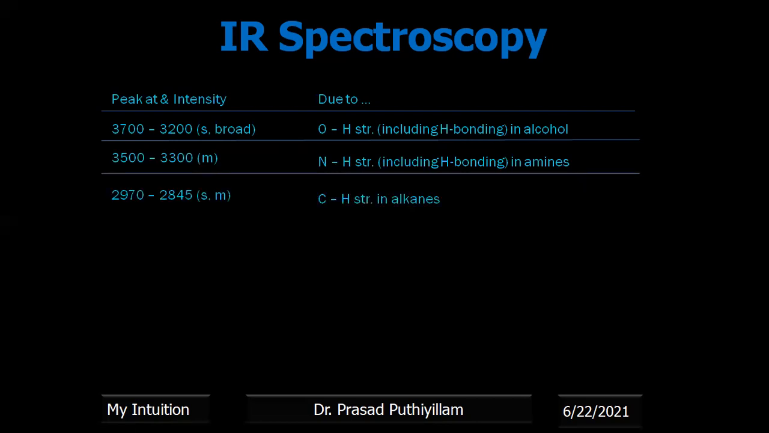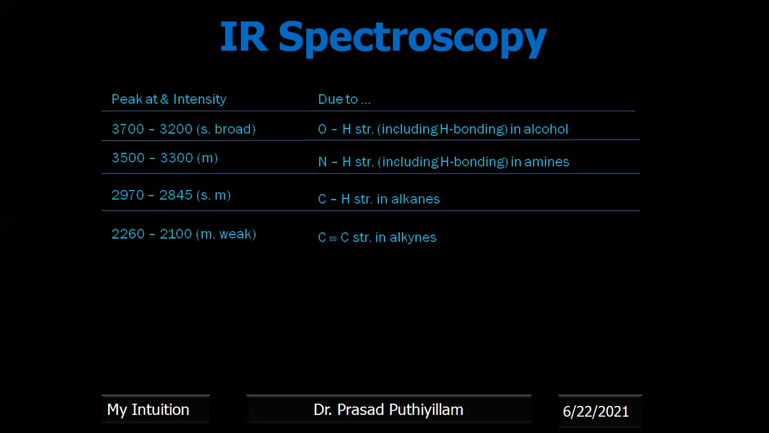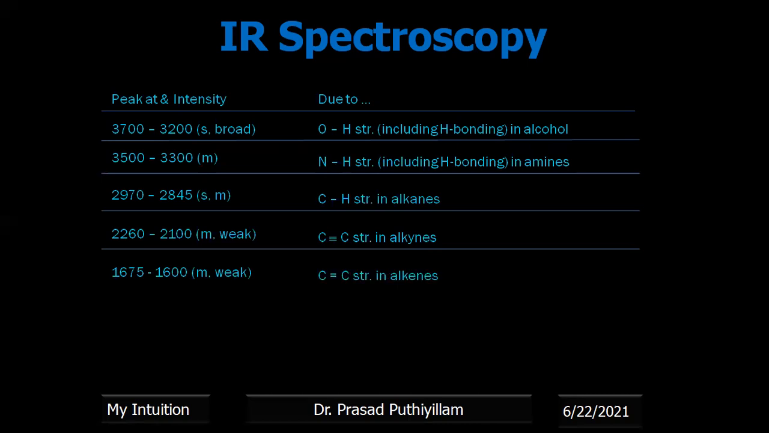If 2970 to 2845 is strong to medium, that is mainly due to alkanes. Anyhow, it goes below 3000. So we got the distinction of above 3000 and below 3000. Above 3000, it is mainly due to OH as well as NH groups. Around 2260 to 2100, medium to weak absorption peaks are due to C triple bond C stretching in alkynes. Around 1675 to 1600, a medium to weak stretching vibration is due to carbon-carbon double bond, that is alkenes.